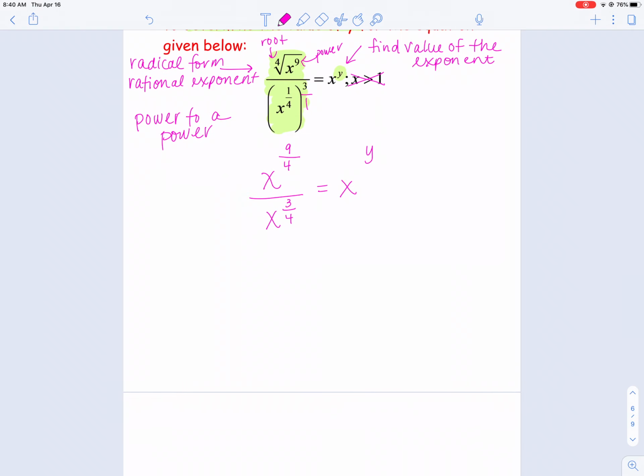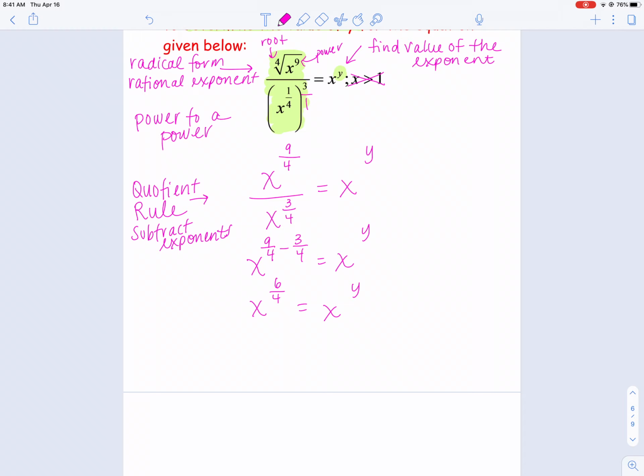Well, now look what you're looking at. This is just the quotient rule. What does the quotient rule tell you? Subtract your exponents. So you're going to keep your base and you're going to do 9/4 minus 3/4. Okay, so nice. This has the same denominator. So you keep your denominator and you do 9 minus 3, which is 6/4. So I think if you wrote 6/4, you would be super close to getting the right answer because that's what they're looking for. What's the exponent?